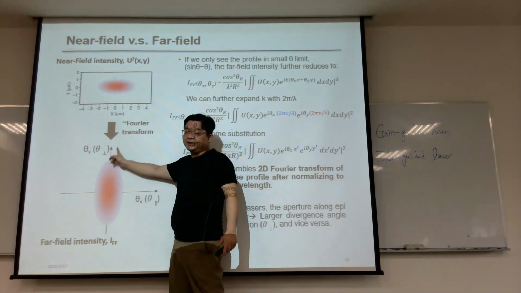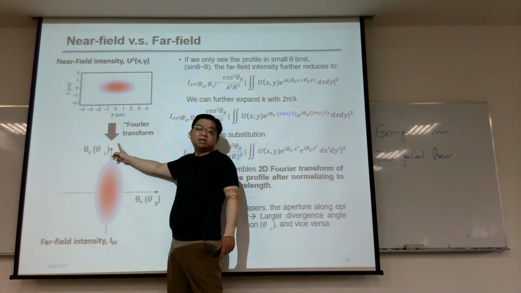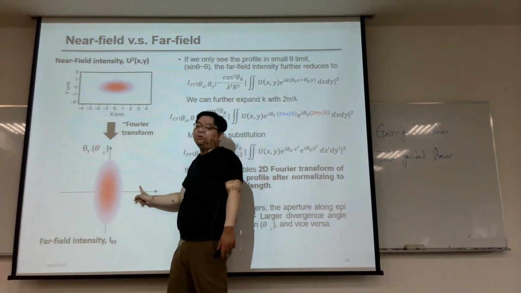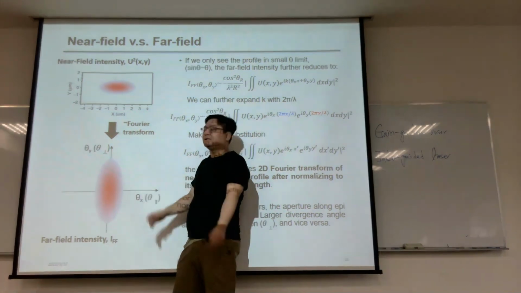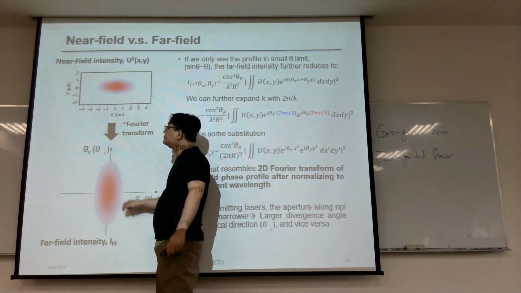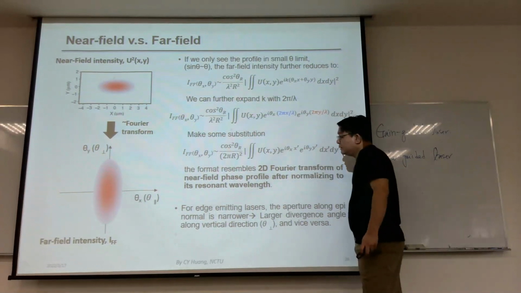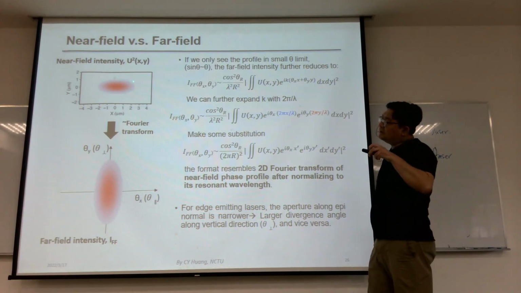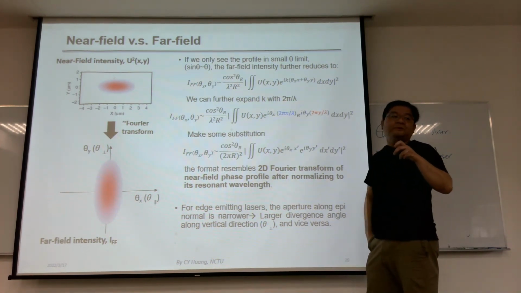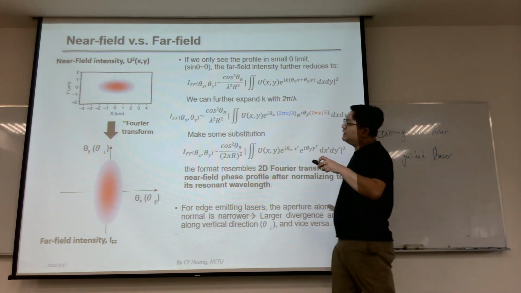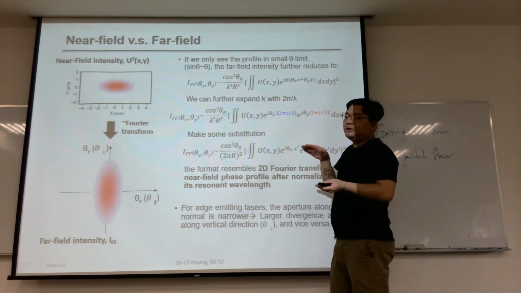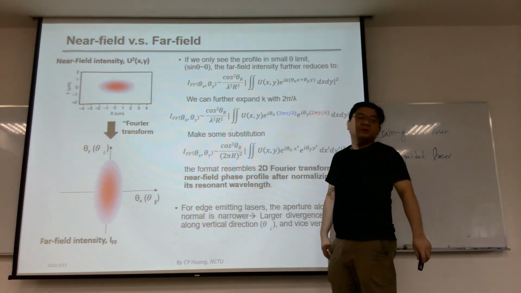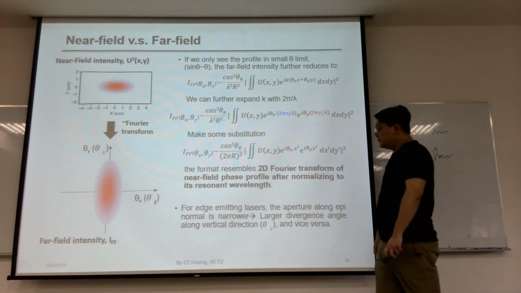has a longer axis along its AP direction and a narrower axis along its device or the lateral direction. Okay. So since the near field and the far field are Fourier transform pairs, if the near field is narrower at one direction, the far field will be wider in the other direction.